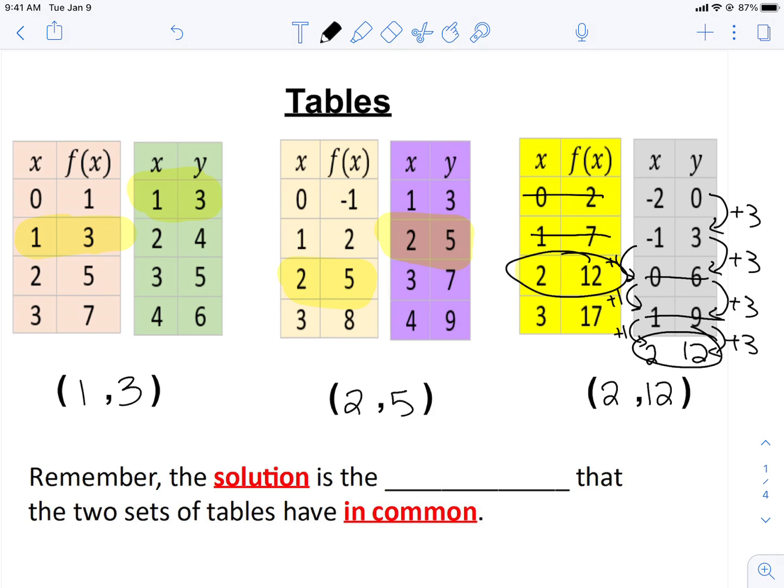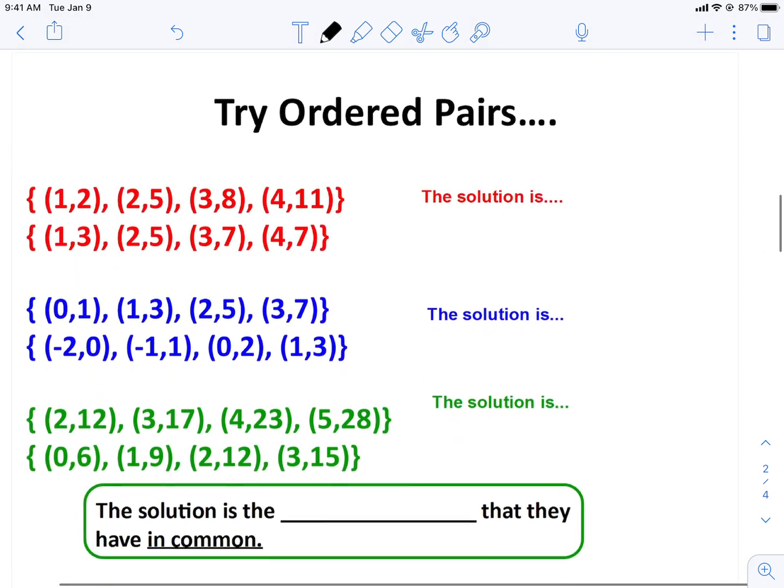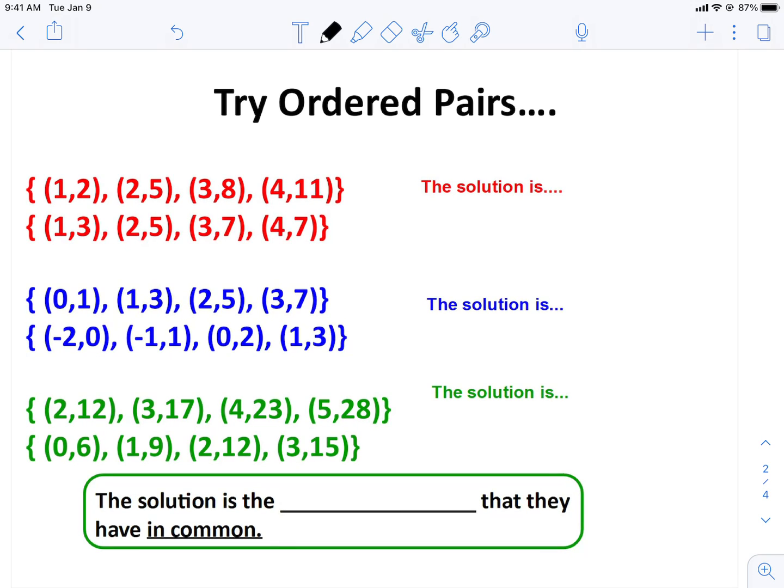Remember, the solution is the point that the two tables have in common. All of those are points. Moving on to ordered pairs, again, we're just looking for them to have the same ordered pair in each set. In this first red one, I notice that I have (2, 5) in common. That would be the solution.